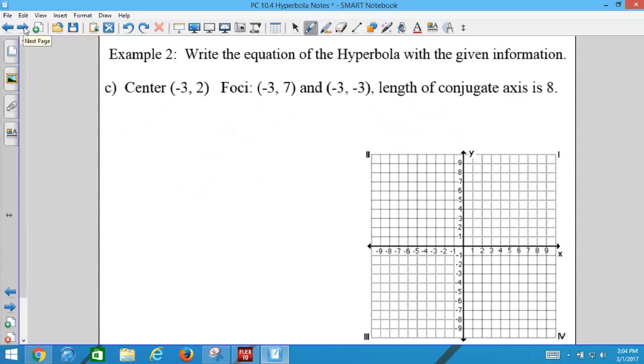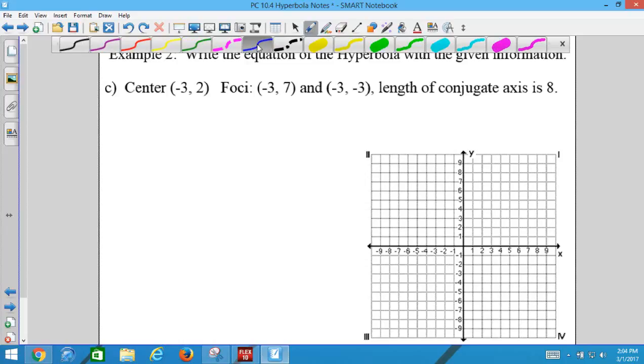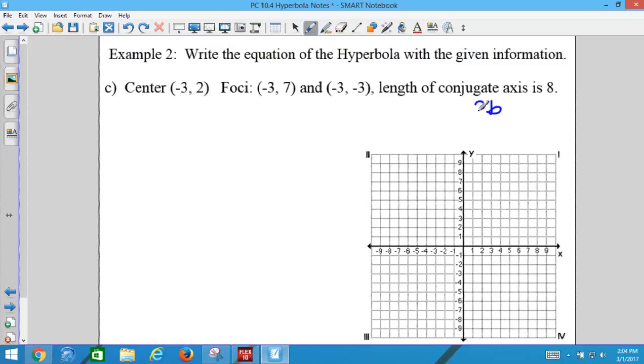All right, the last one is given the center, foci, and then the length of the conjugate axis. And I haven't even said conjugate axis since the very front page. So if you don't remember what it is, then you go look at your notes. Which one is the conjugate axis? Is that A or B? That one's the B. So 2B is 8, meaning B is 4. So B squared is 16.